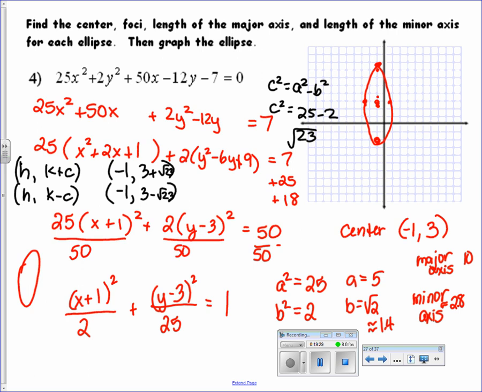We can figure out what they are by plugging it into the calculator, but they're going to be decimals. It's not going to be really pretty. So one of these is going to be -1, 7.8. It's almost like that red dot that I put in there. And the other one is going to be 3 minus the square root of 23, which is negative 1.79. That would be just a tad bit higher than that dot. So that would be your foci.